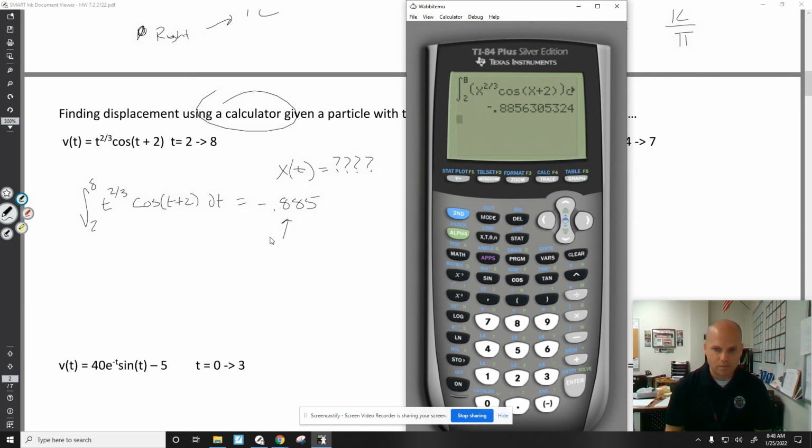Now, what's going to be really helpful for us is to graph this and see exactly what's going on, and see why I got this displacement of negative 0.885, which means I'm moving left overall from the 2nd to the 8th second. So frequently in the class, the best thing to do is to graph. Make sure your calculator's in radian mode. Make sure your window is set for what you're looking for. I'm looking from 2 to 8. And it's important to understand what we see here.